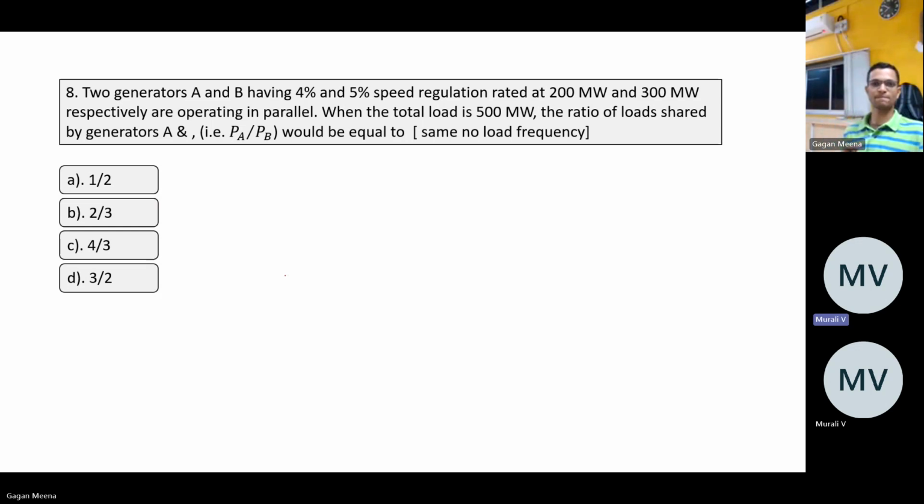Actually, I think we require the load also. If the no load frequency is the same, then we don't need it, because when you take the ratio, they will cancel out. You can directly calculate without this information. If we are given this information, then we need the third equation, PA plus PB equals 500. If it is the same, then it is not required.